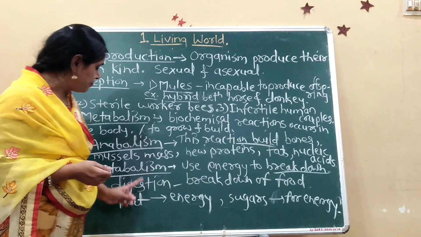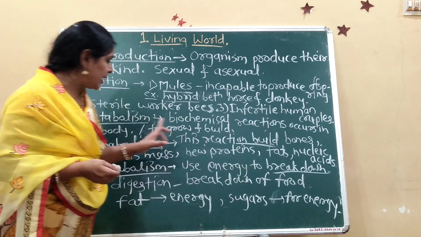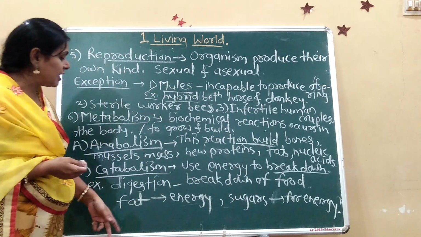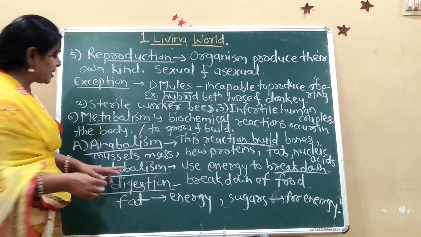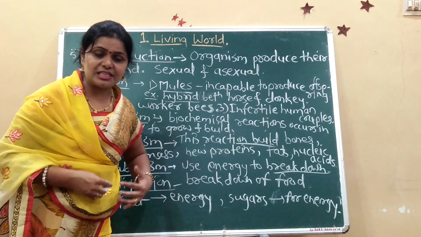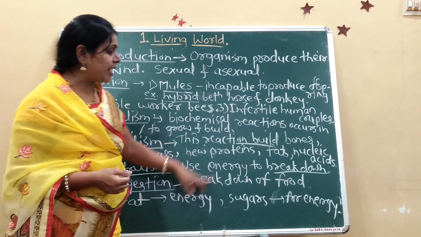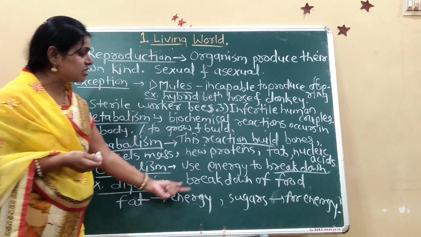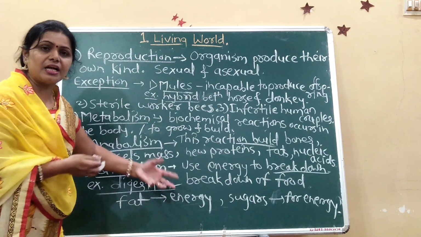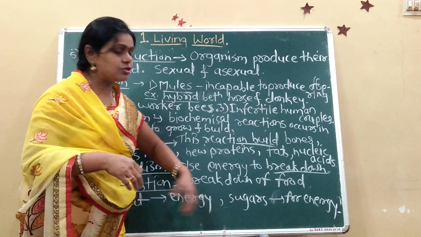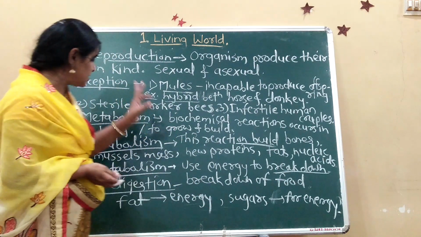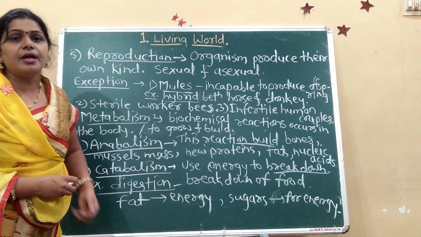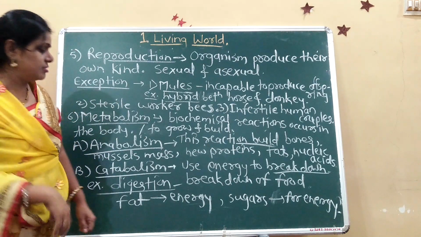Breakdown. Catabolism means breakdown, and anabolism means build up. Digestion is one example of catabolism. In digestion, there is breakdown of food into small components. Fats break down to give energy, and sugar also breaks down to give energy. This is an example of metabolism, which is a defining property of living things.